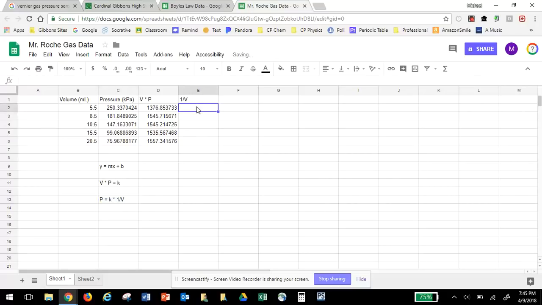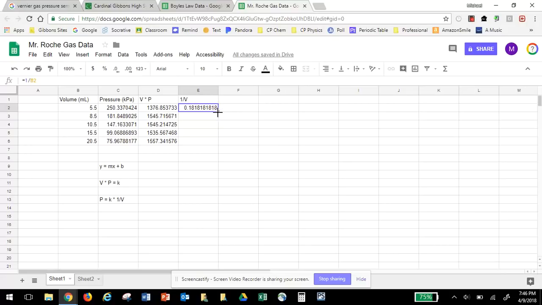So we go here to this cell, and we want this cell to be whatever the volume is with 1 over it. So again, we're going to start with an equal sign, equals 1 divided by, and we want it to divide by that volume. And we hit enter. And now that did the math for us. That took 1 and divided it by 5.5. Now in this box, we want 1 divided by 8.5. And in this box, we want 1 divided by 10.5. So we're going to just drag this down.